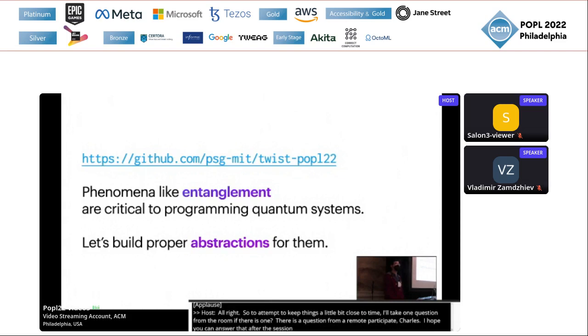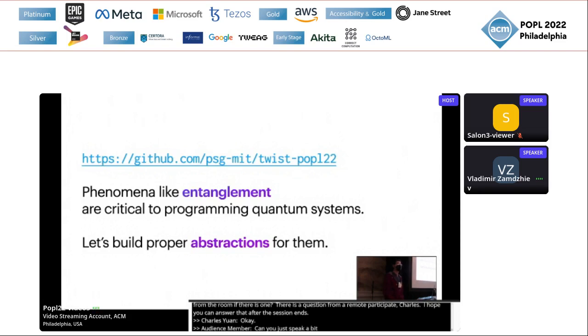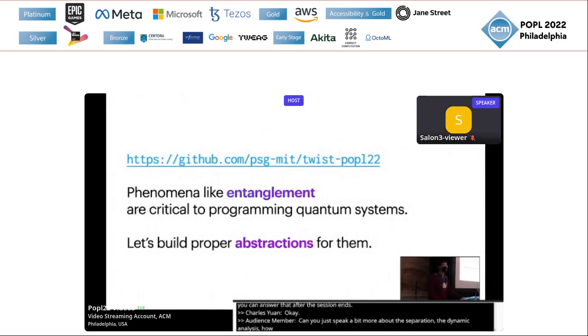Can you just speak a bit more about the separation, the dynamic analysis, how it's implemented, and you mentioned something about quantum hardware, but can you just flesh that out a bit?